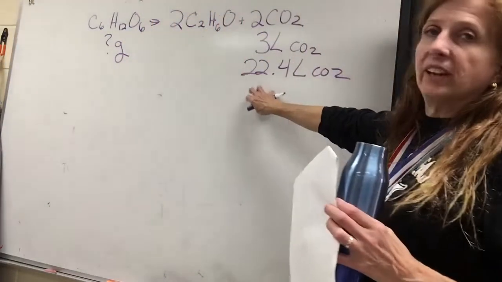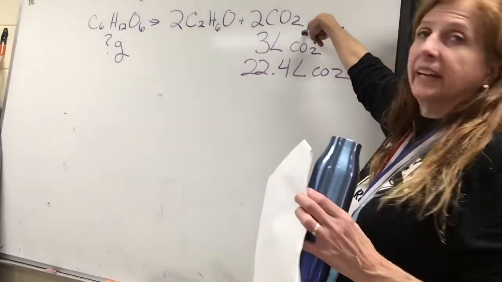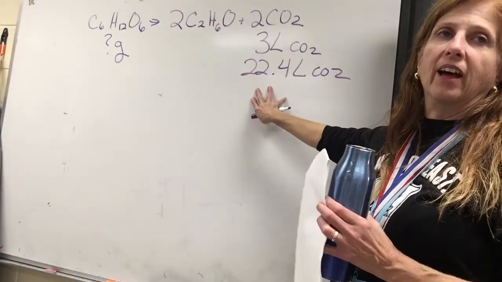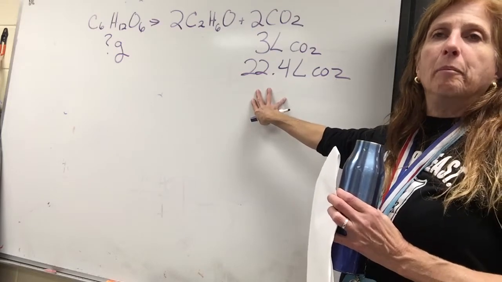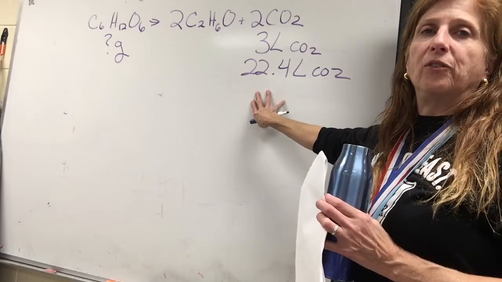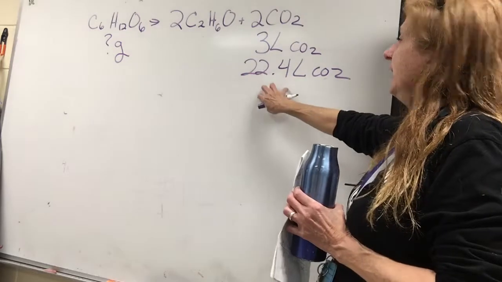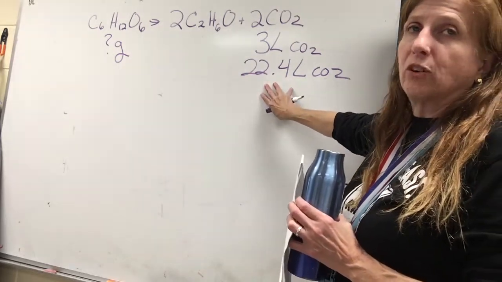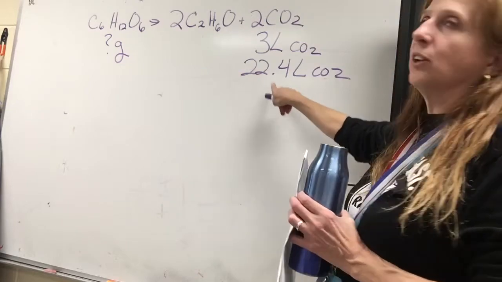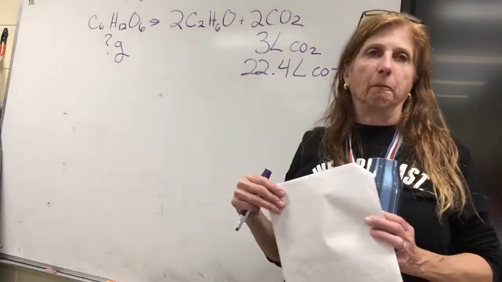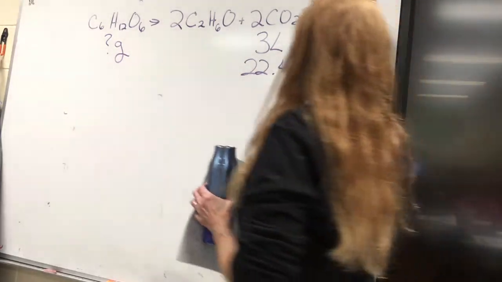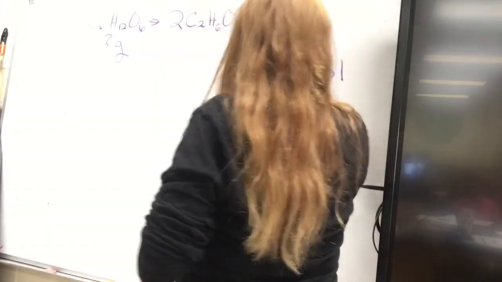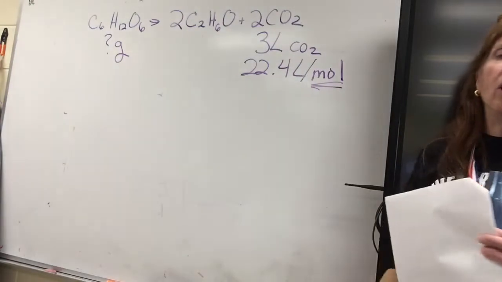So that is the number that if you are given liters, you write 22.4 on the next line. Why? Because Avogadro figured out that any gas at the same temperature and pressure, STP, takes up 22.4 liters of volume. Okay, and it's liters per mole. So that's where we're getting to our revolving door.